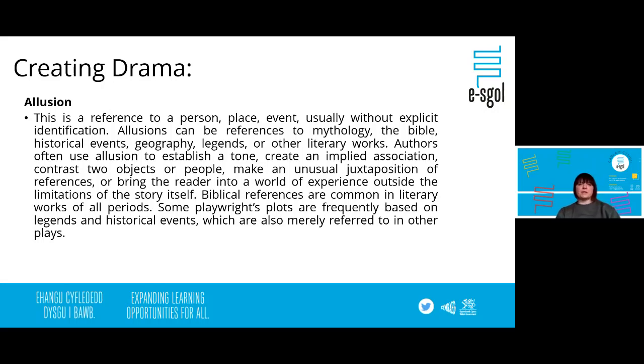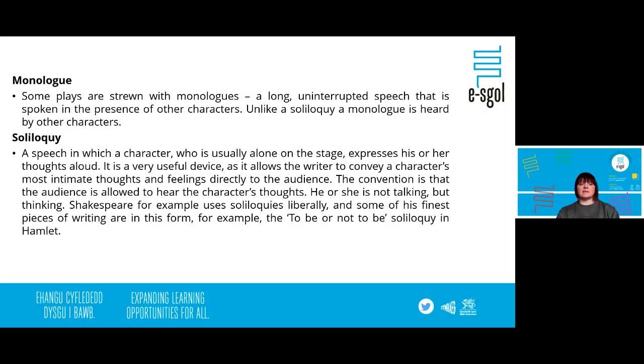The use of allusion, then, it could be a reference to a person, a place, a specific event. It could link to religion, mythology, history, legends, geography, places, other literary works. And the purpose of it is to establish some sort of a tone, to create some sort of association, to put some contrast in, and maybe to draw the reader into their world a little bit more in the play which they've created.